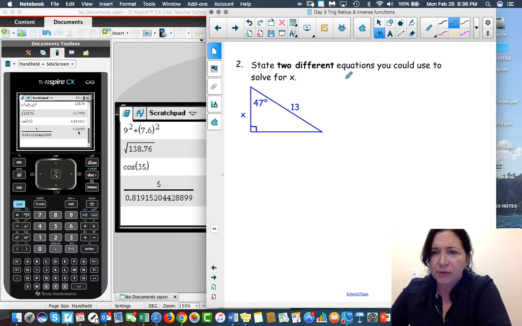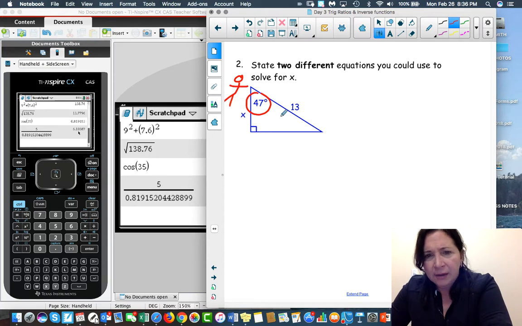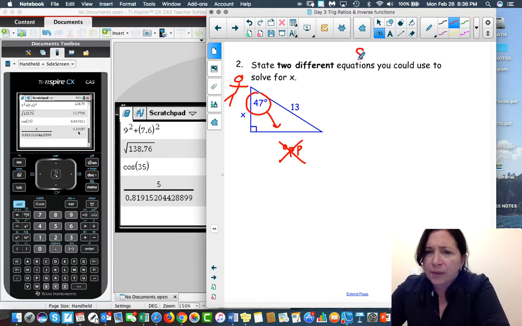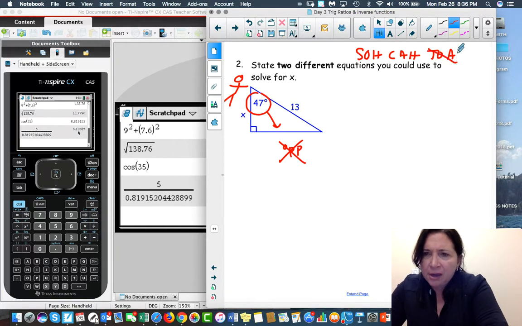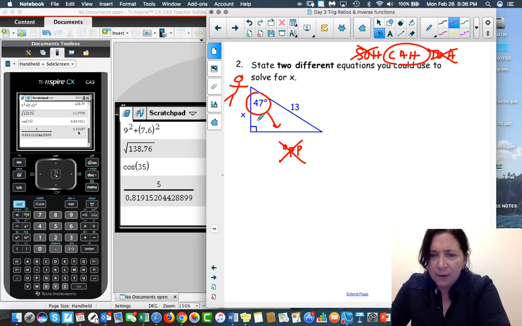So state 2 different ways we can find X. All right. So one way to find X is I'm going to put myself at this angle up here. Okay, there I am. If I'm here, this is my opposite side. I don't have that. I'm not going to use any of the problems that say opposite. So if I'm thinking of Sohcahtoa, because I don't have this value here, I'm not going to use tangent and I'm not going to use sine because I don't have the opposite side. So I have to use cosine, okay, for this problem here.